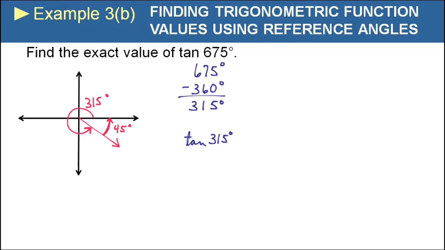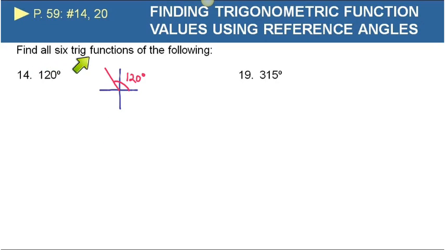And let's see, so we're really kind of looking for tangent of 315. Tangent of 675 is equal to tangent of 315, which is equal to the tangent of 45 except for the sign. So tangent of 45 is 1, but we're in the fourth quadrant here where tangent should be negative 1.